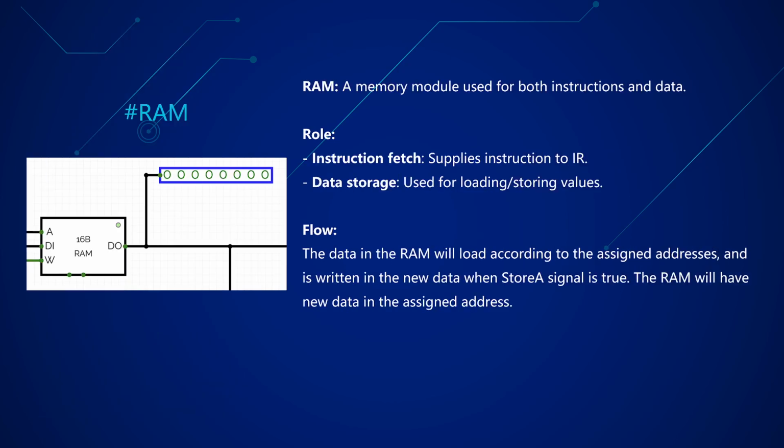RAM. RAM is a memory module used for both instructions and data. Role: instruction fetch and data storage. The flow of RAM: the data in the RAM will load according to the assigned address and new data is written when the store A signal is true. The address where the new data is being written will hold the new value and overwrite the past value.